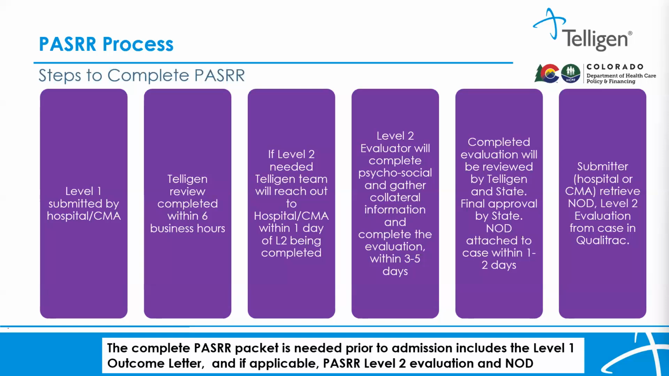Box 4, the Telligen evaluator will contact the submitter, usually the case manager at the hospital or the CMA, and gather collateral information, and then they will go to the hospital or home to complete the psychosocial evaluation. Box 5, the completed evaluation will be reviewed by the Telligen quality team and clinical reviewer, and then the state will review the evaluation, and once that is complete, the state will attach the NOD or notice of determination.